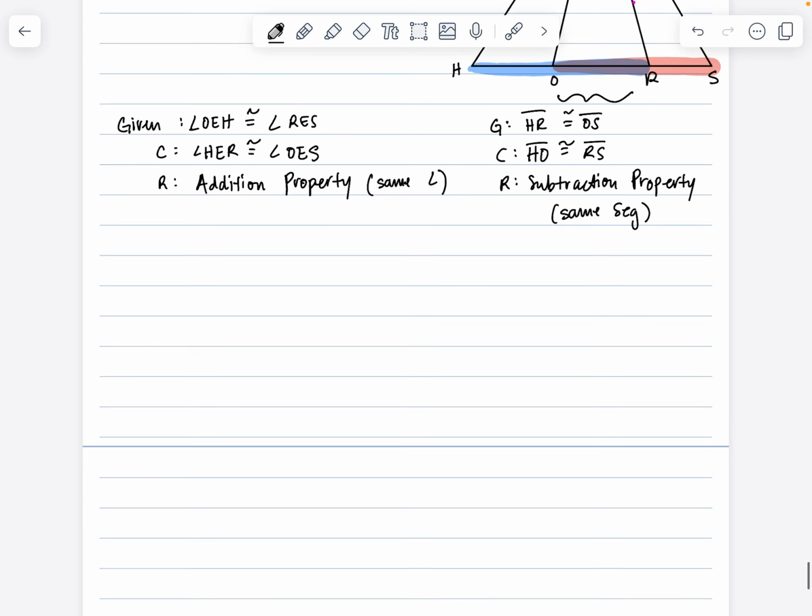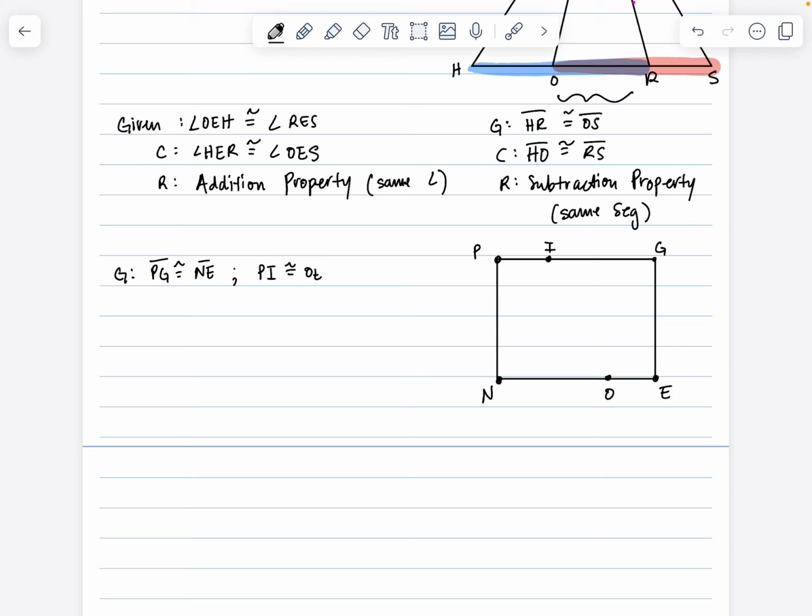Now, we do need another diagram to finish this out. Okay? We're going to have one more. So, if I draw another shape, and I'm going to put P in this corner, I, G, N, O, and then E, we could then piece this together as so. Given, let's say PG is going to be congruent to NE. We're also going to say PI is going to be congruent to OE.